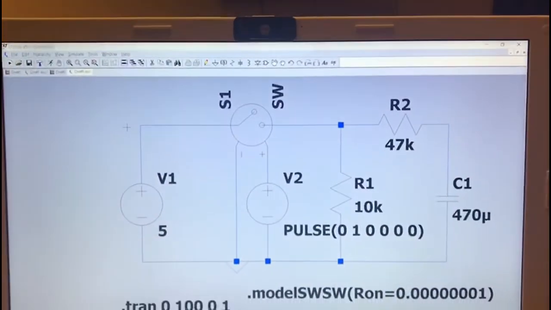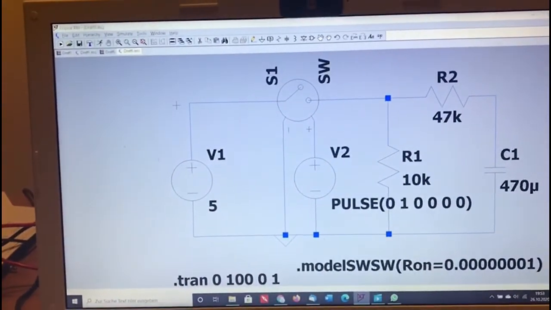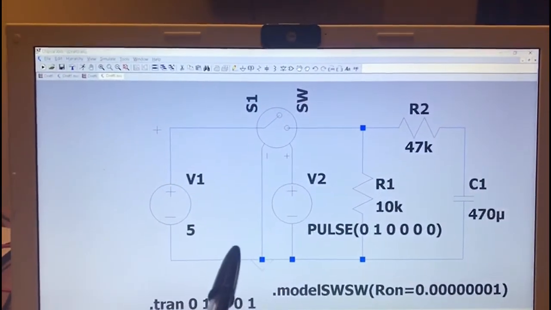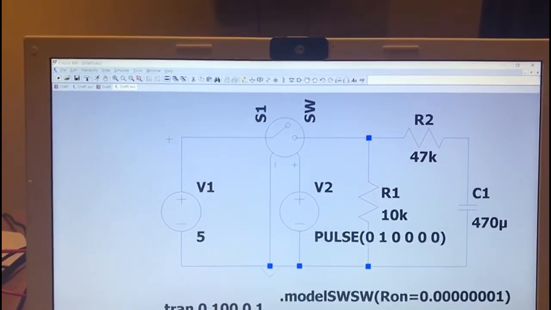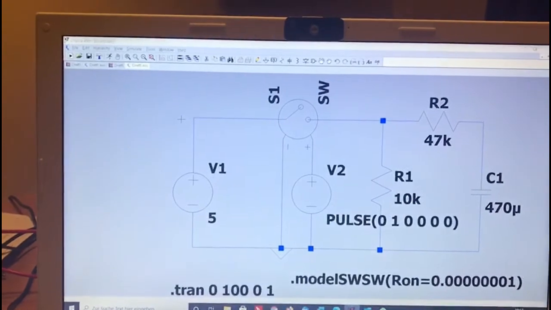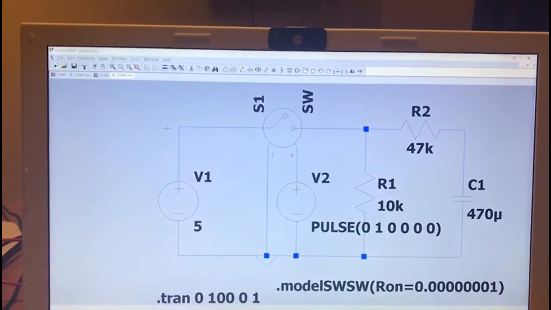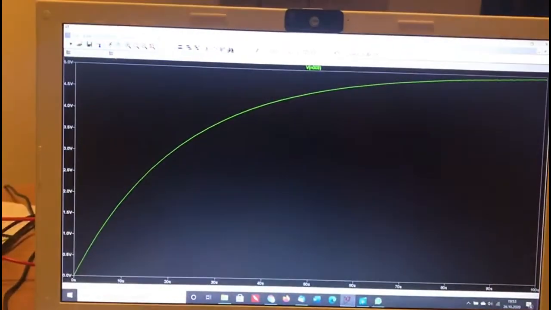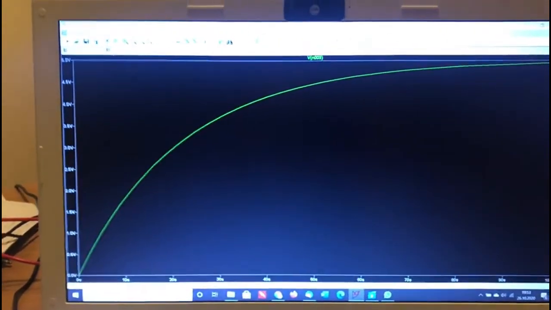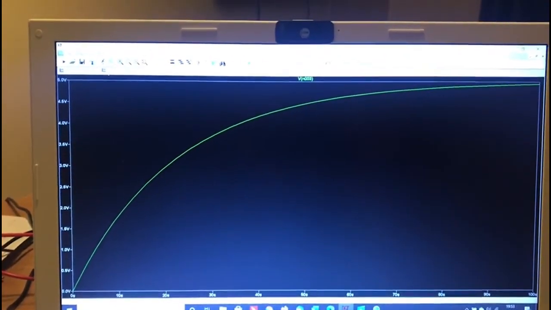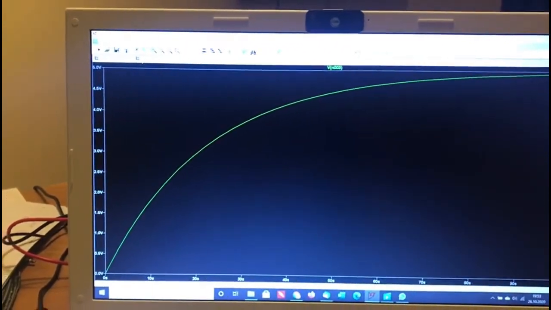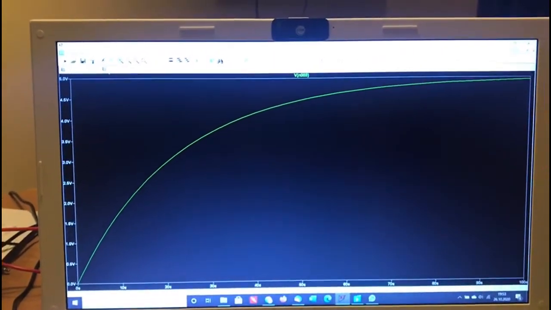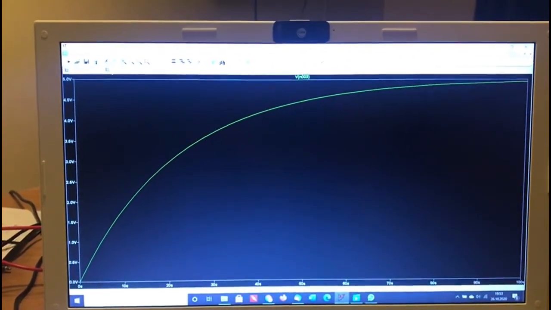So let's see how the simulation works on the example of the charging process. So this is the circuit, we can see the switch over there, and at 0 time this switch is closed and the charging process begins, and we can see how it looks. So this is a curve, and we can see this curve is very similar to the curves of the theory and of the experiment.